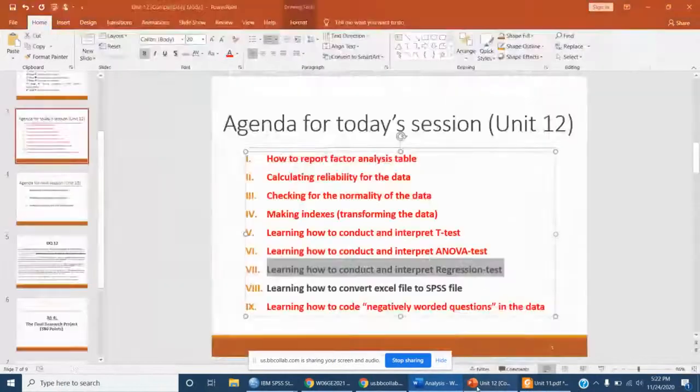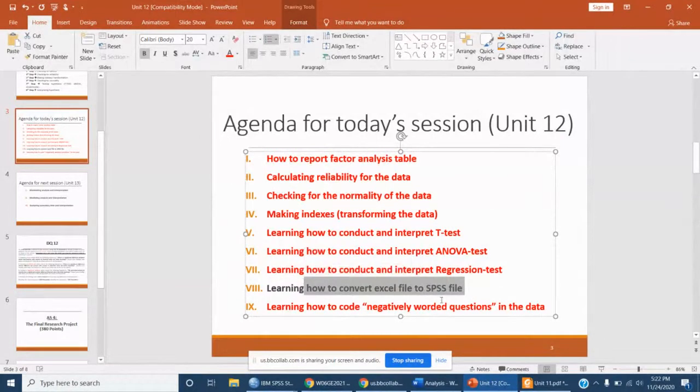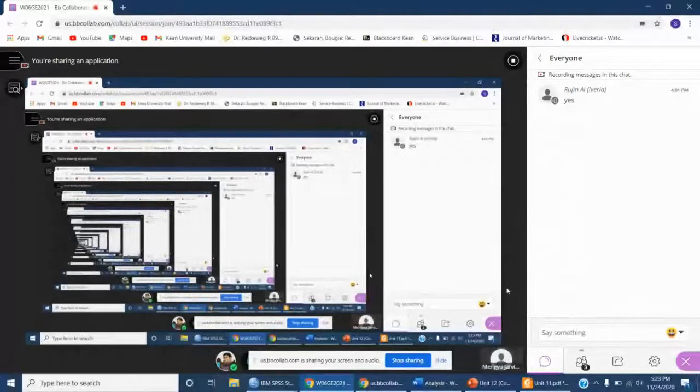Any ambiguity, any question before I move on towards the last task of today's lecture? Any question about analysis so far? Anything which is not clear?